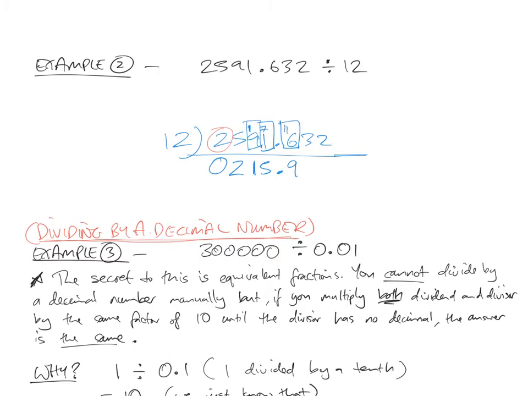We've got some kids coming in. 108, and 8 remainder. How many times does 12 go into 83? 6 times. 6 times 12 is 72. What's the remainder? 11. How many times does 12 go into 112? 9 times for 108.